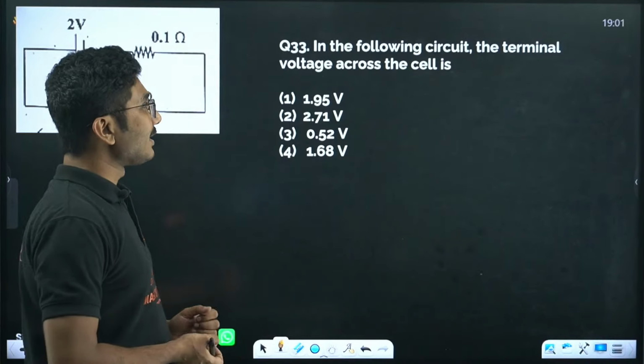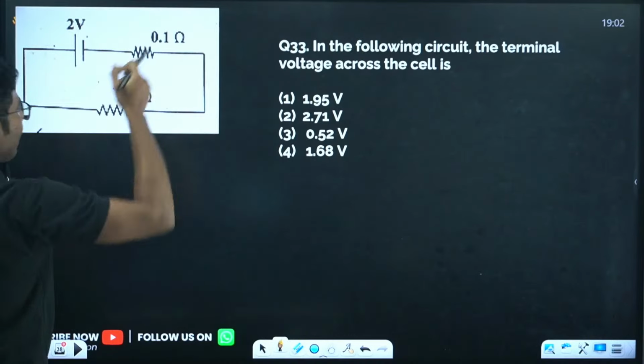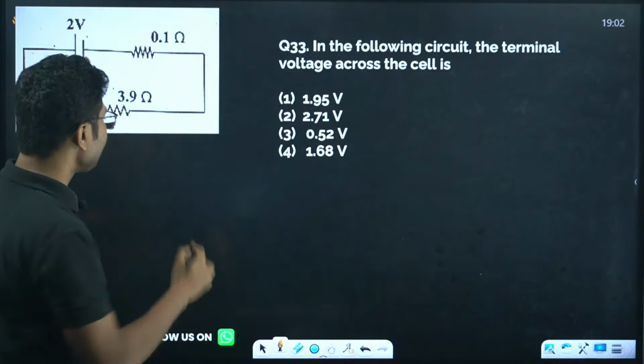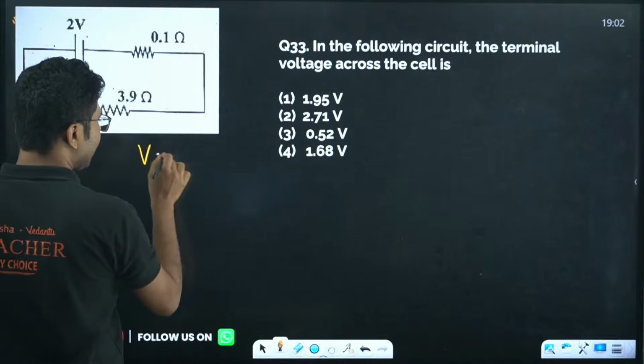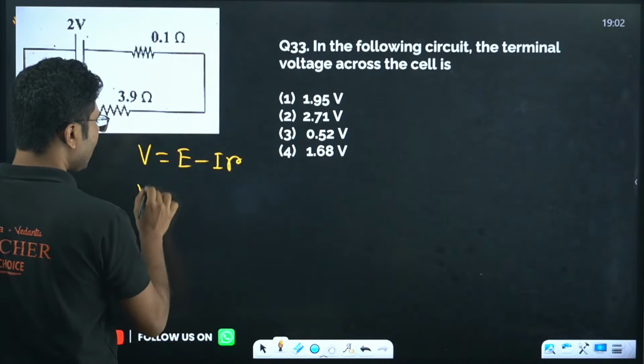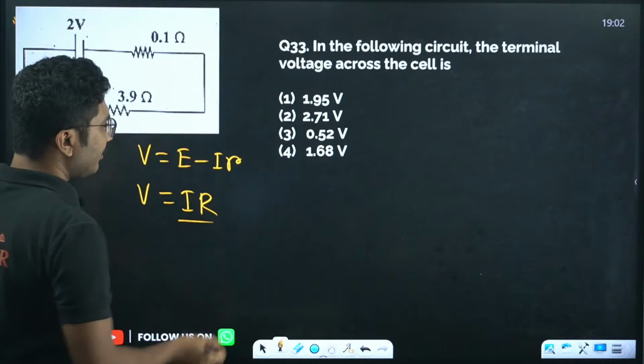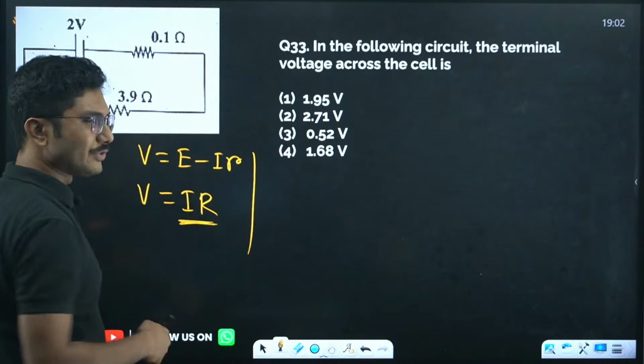In the following circuit, the terminal voltage across the cell. Terminal voltage means terminal voltage. You can calculate terminal voltage in two ways. Either you can calculate terminal voltage as E minus Ir, or terminal voltage as I into capital R. Both are correct. Okay, we will use the second one, which is faster.